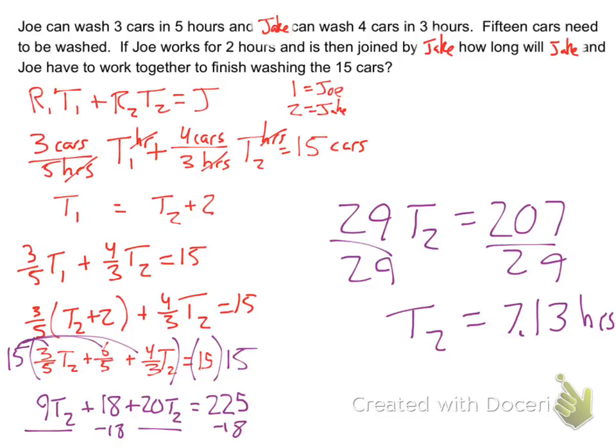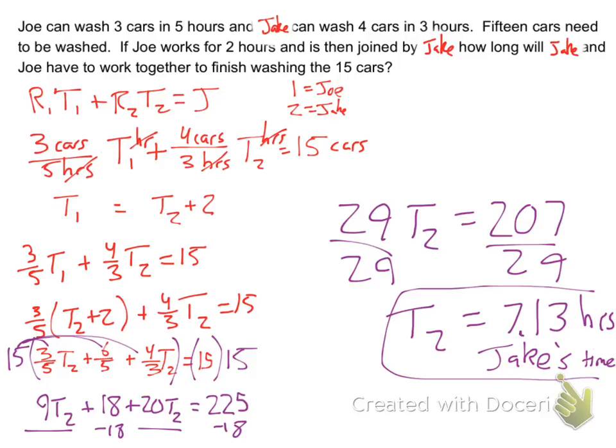We just found T2's time. Guys, 7.13 hours. What does this represent? Who's T2? Jake. Jake's time. So Jake has been working for 7.13 hours.